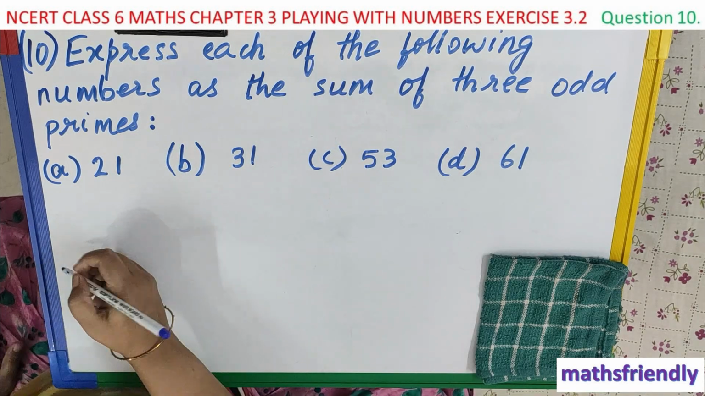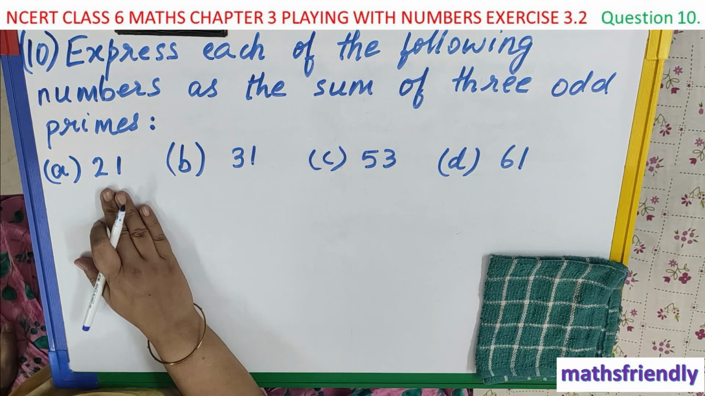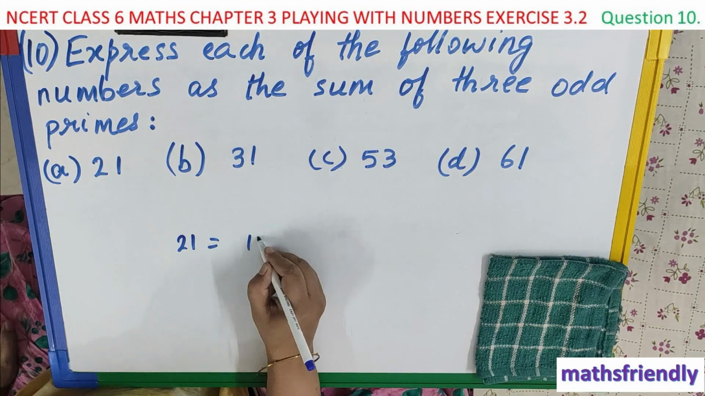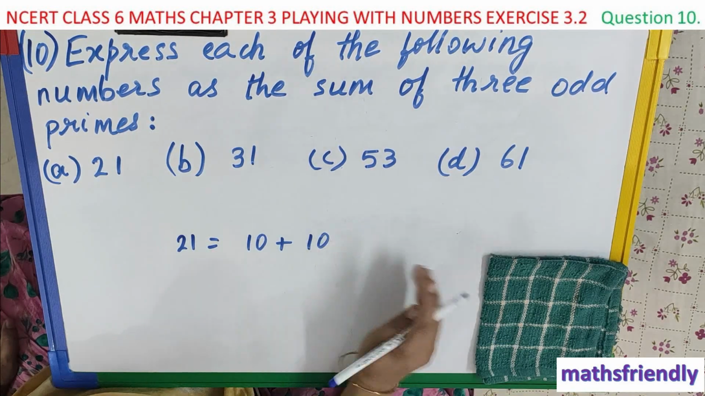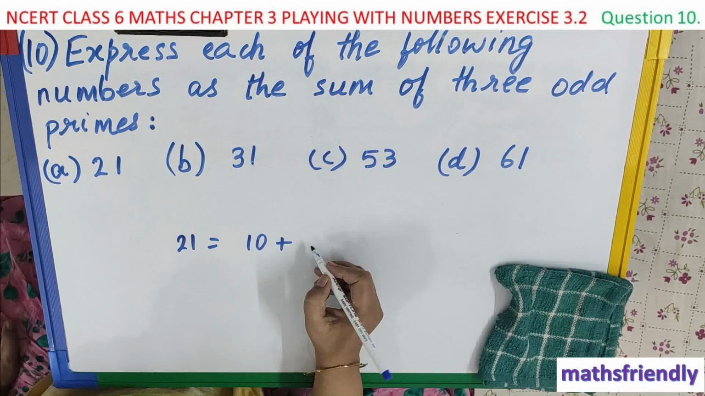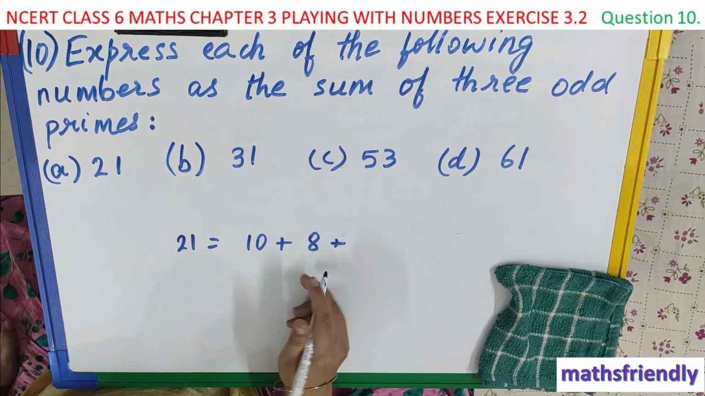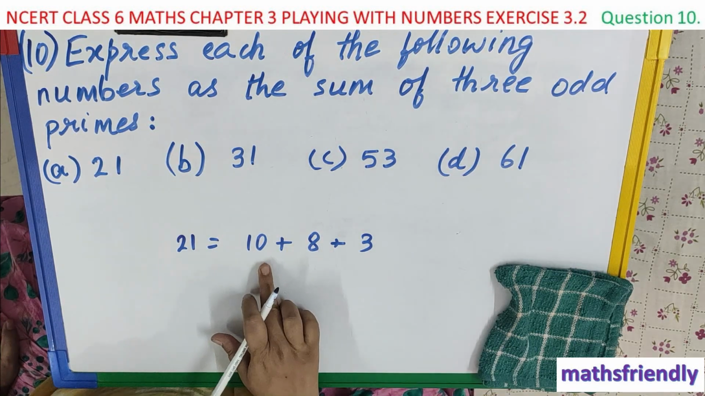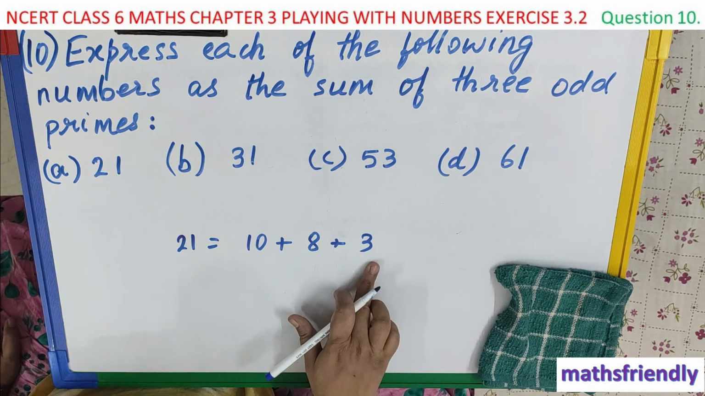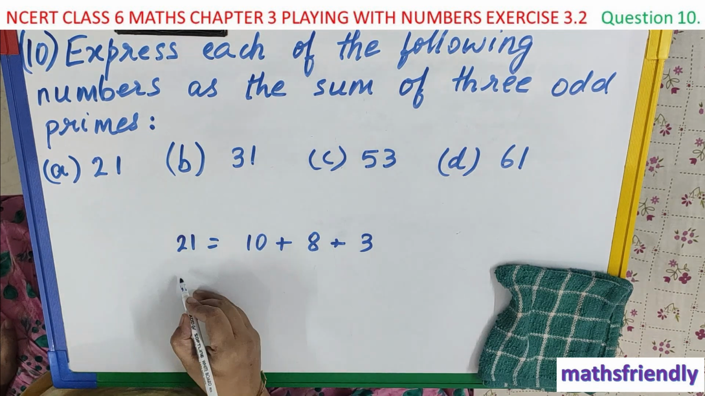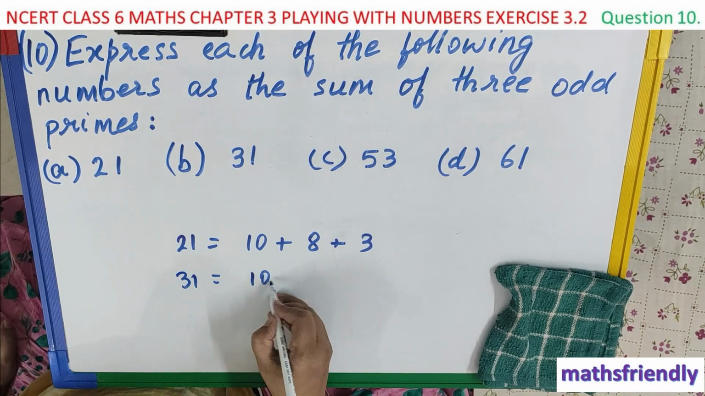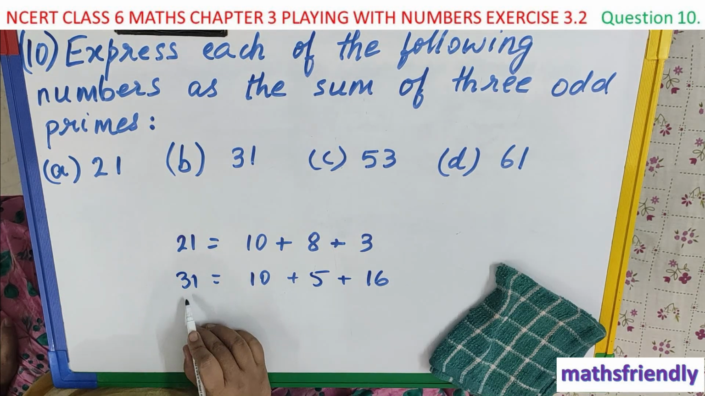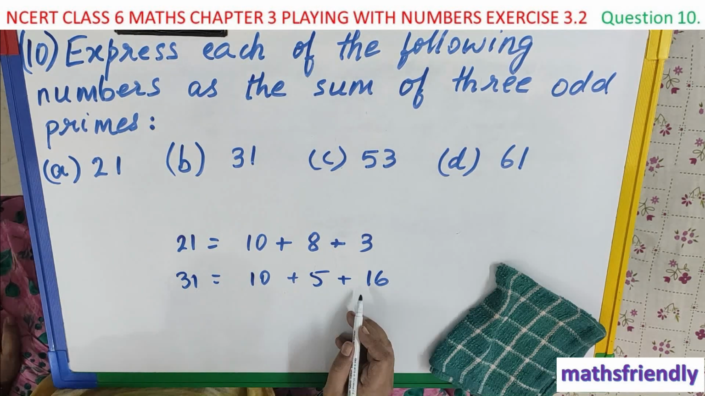If I tell you to express this number as a sum of any three numbers, how can we express it? We can write 10 plus 10, or any other number, 10 plus 8, that is 18, and 18 plus 3 is 21. So we have expressed 21 as a sum of three different numbers, right? Like that we can express 31 also as a sum of 10 plus 5, that is 15, plus 16. So we have expressed 31 as a sum of three different numbers.